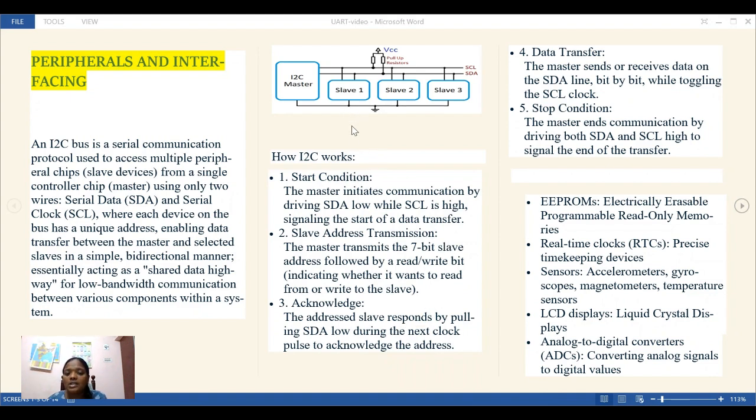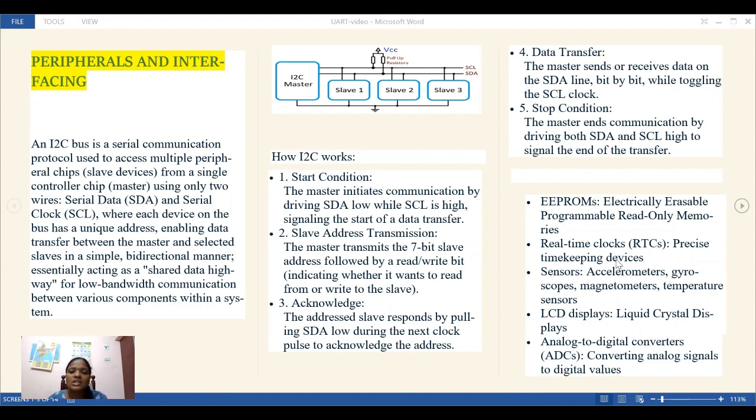And after acknowledgement, the data will be transferred. When the data is transferred, it is sent bit by bit while toggling the serial clock. And the last one is the stop condition. In the start condition, what happened? The SDA goes low while SCL is high. In the stop condition, SDA goes high while SCL is high, to signal the end of the transfer.